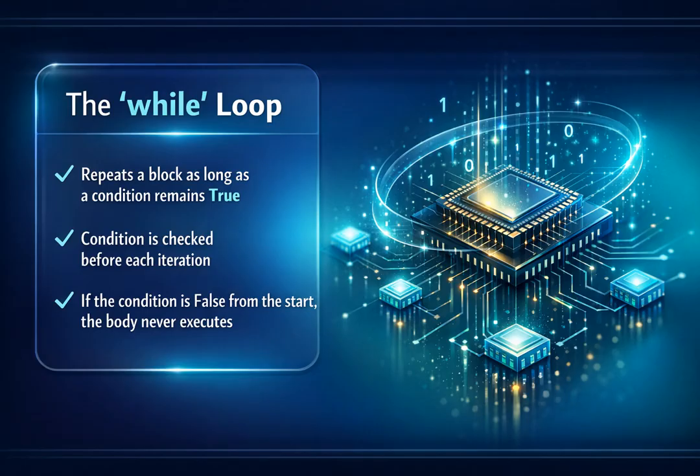The while loop repeats a block of code as long as its condition remains true. Unlike the for loop, you use a while loop when the number of repetitions is not known in advance and depends on some condition being met during execution.